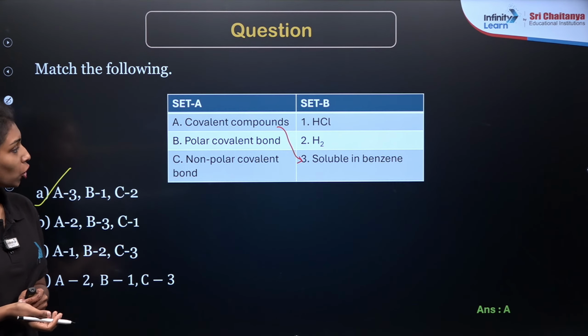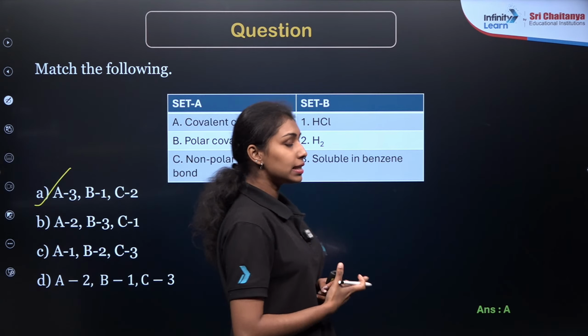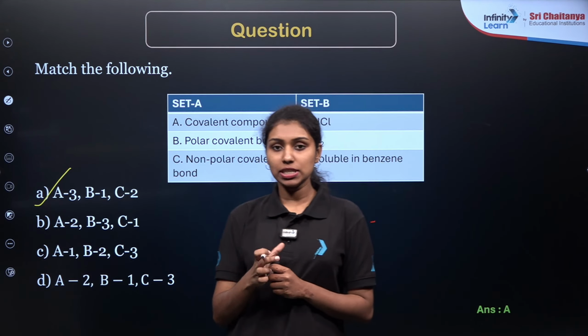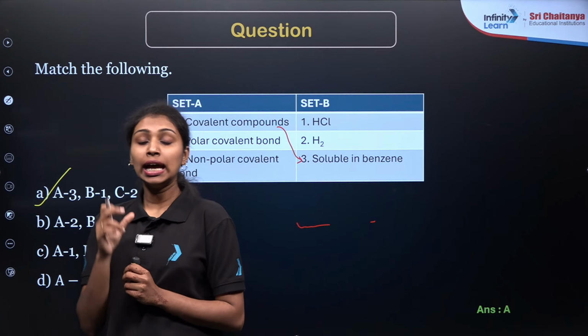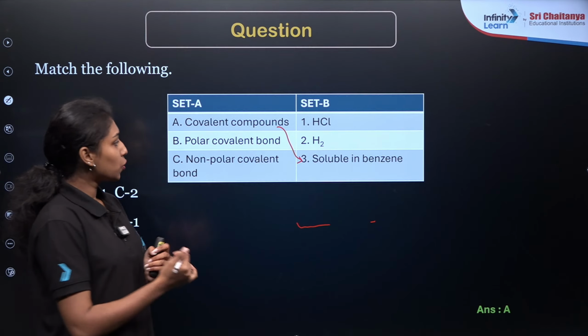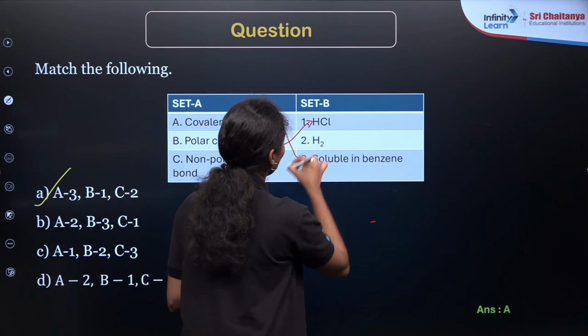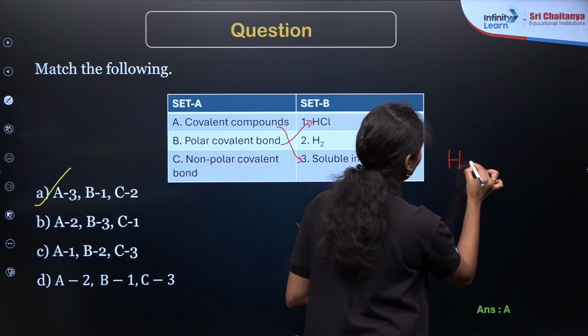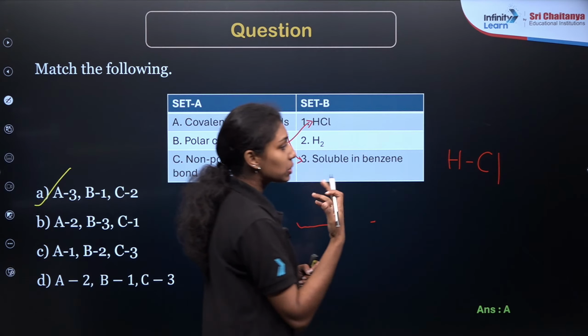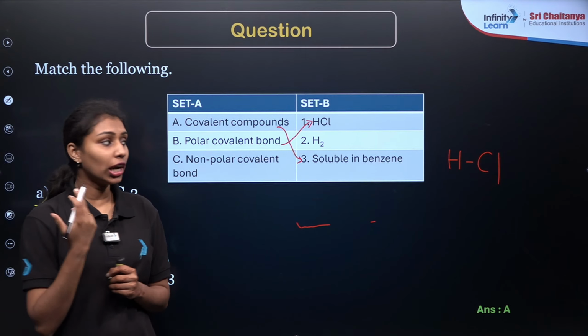Then what about the case of polar covalent bonds? Polar covalent bonds are formed by the sharing of electrons between two elements or atoms which have a difference in their electronegativity. So if you take the case of the HCl molecule, there will be an electronegativity difference between hydrogen and chlorine. Chlorine will be more electronegative.